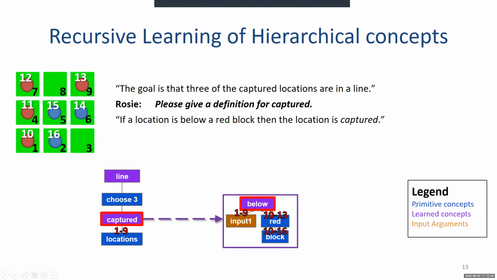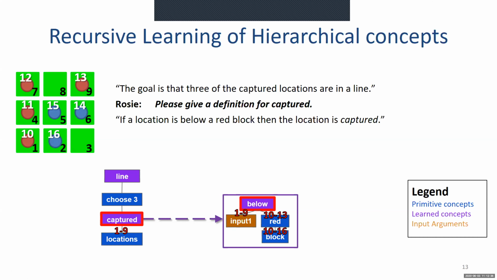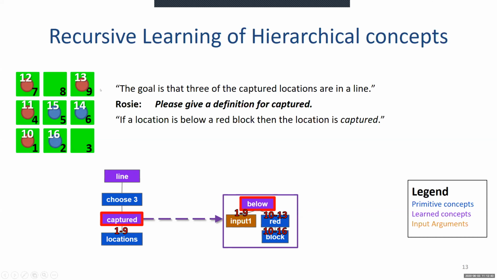So this is a more complicated example where we're learning the goal of tic-tac-toe. And so here on the side, we have a representation of tic-tac-toe where we've got locations with indexes and objects that are ID'd 1 through 16. We're being taught the goal of tic-tac-toe. So the goal is that 3 of the captured locations are in a line. And here it builds a structure, but it can't resolve captured. So it asks for a definition for captured. And so we say if a location is below a red block, then the location is captured.